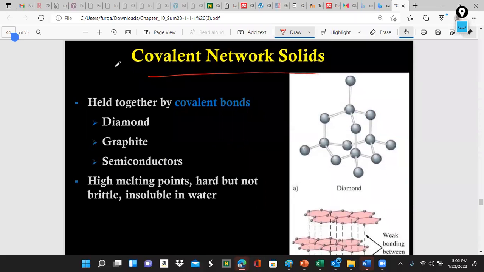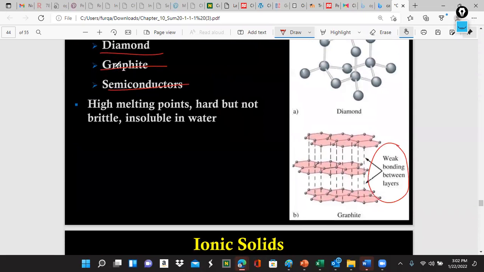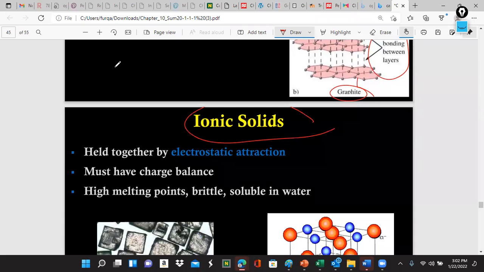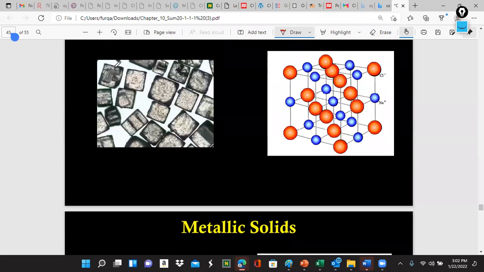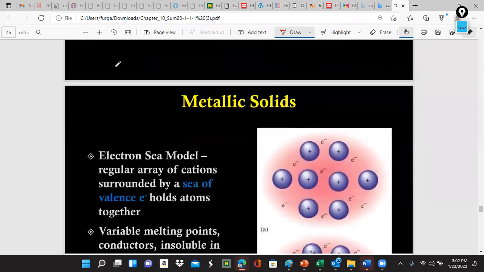Covalent network solids. Okay, so these are the things that we are supposed to discuss briefly, that the covalent bonds are formed in the diamond, graphite, semiconductors that you talk about, with weak bonding between the layers that you see in graphite versus the diamond. So ionic solids that we are talking about, electrostatic interactions, attractions, I have already talked about that, positive and negative ions are there and they have strong interactions between each other. That's why they have high melting points as well.